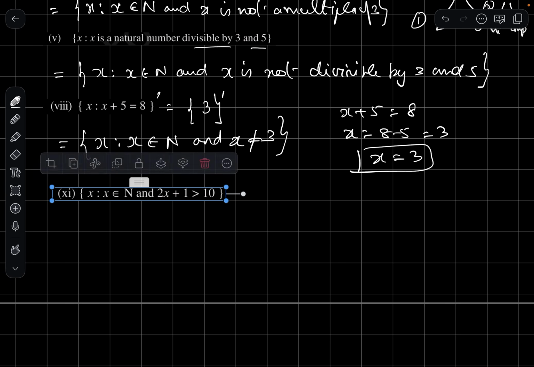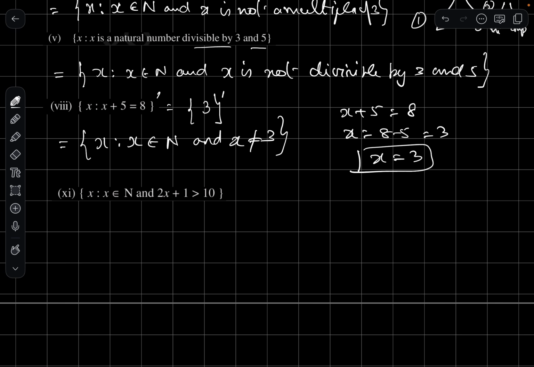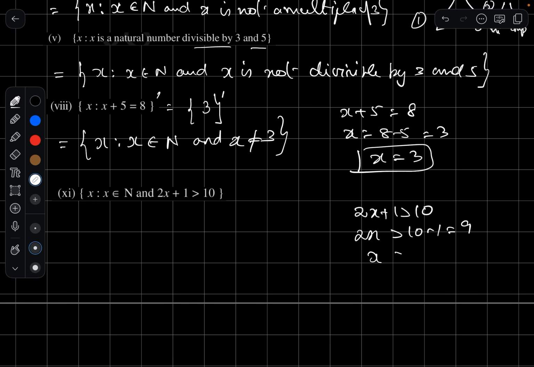Okay, 11th one. Here again you have got an inequality, so you have to solve the inequality. 2x plus 1 greater than 10. So 2x, when 1 goes to the other side, greater than 10 minus 1, which is equal to 9. Therefore x greater than 9 by 2. Now see, x is greater than 9 by 2. That means you have to take the complement of this, isn't it?